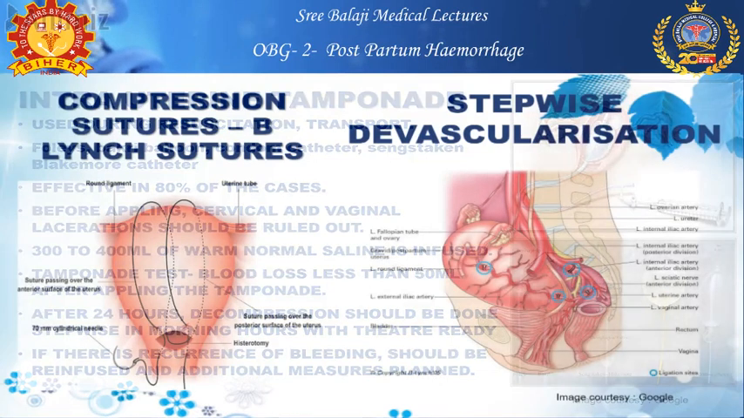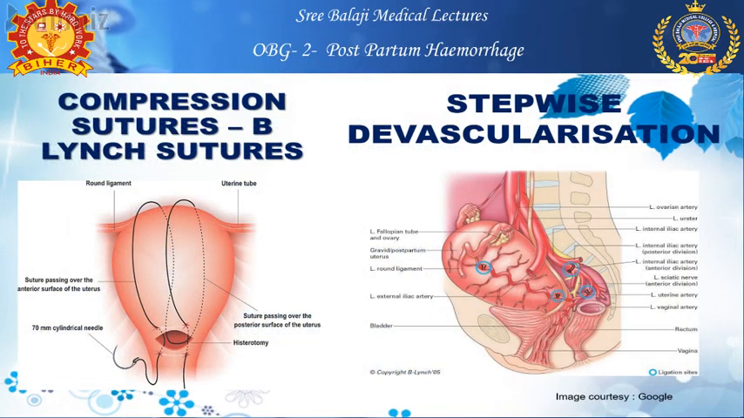Surgical management. Compression sutures. There are many types of compression sutures like B-Lynch sutures, Cho sutures, Hayman sutures. B-Lynch suture is given in the image. It is basically approximation of the anterior and posterior surface of the uterus to each other so that there is no bleeding from the uterine surface.